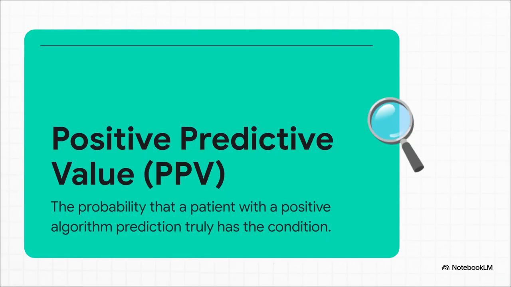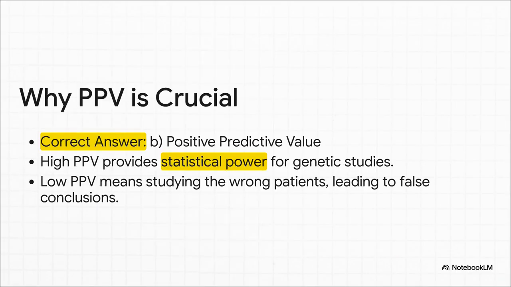Before we jump to the answer, let's lock in this definition. Positive predictive value, or PPV, is really all about one thing: trust. It answers a simple but critical question. If my algorithm says a patient has a condition, what's the actual chance that they really have it? You can think of it as the algorithm's real-world accuracy score. So the correct answer is B, positive predictive value.